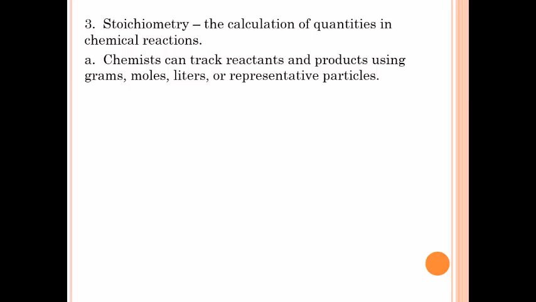Chemists can track the reactants and the products, and we can use 4 different methods of tracking that. We could track it by the mass, the grams of each reactant or product. We can look at the moles. We could look at the liters, or we could look at whatever the representative particle is, like molecules or formula units, or atoms if we're looking at an individual element.